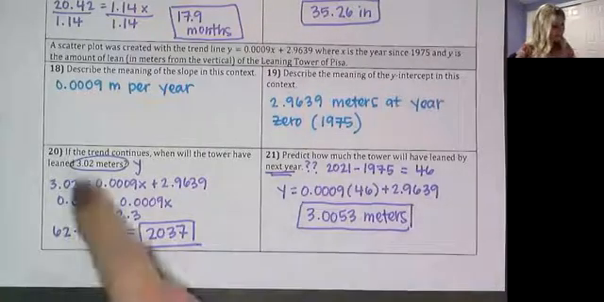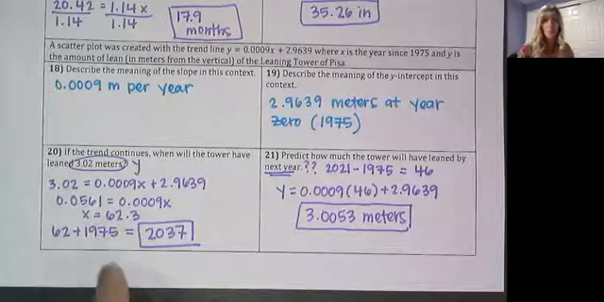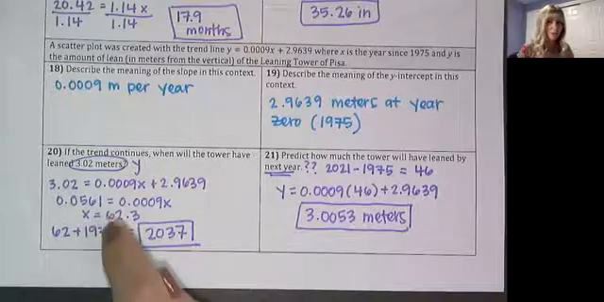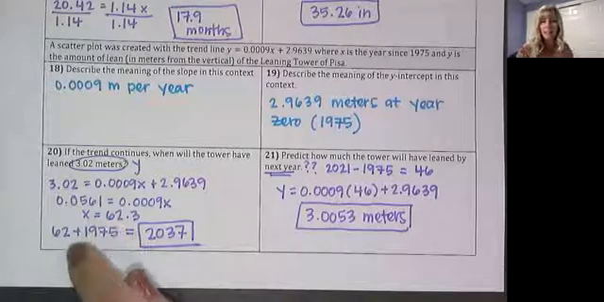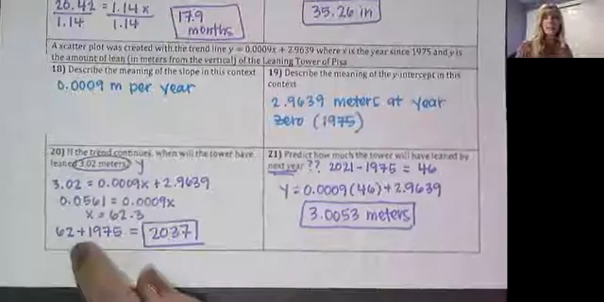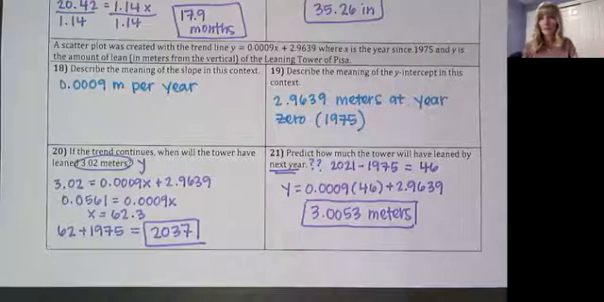So for example, here, they gave me the meters, which is Y. So I plugged it in and used my inverse operations. But then when I solved it and got this like 62.3 years, then I added that to 1975 because this is years past 1975. So that would be the year 2037. So make sure you didn't forget that step.